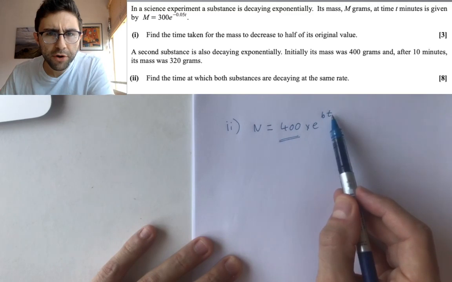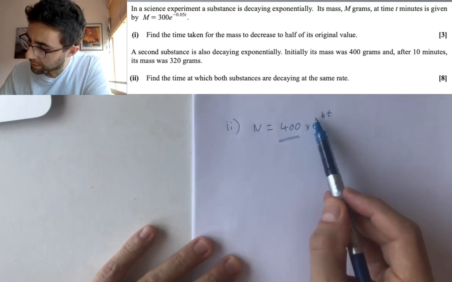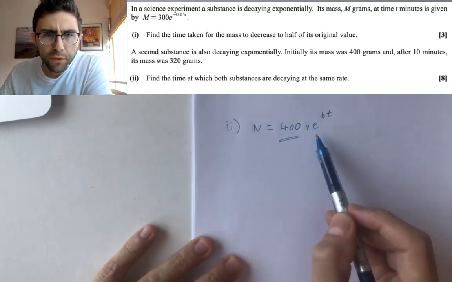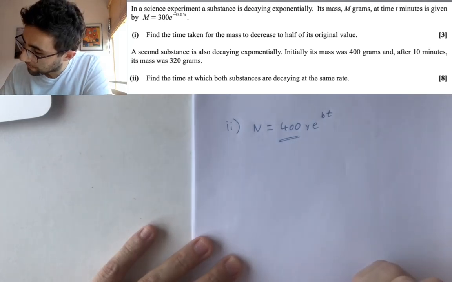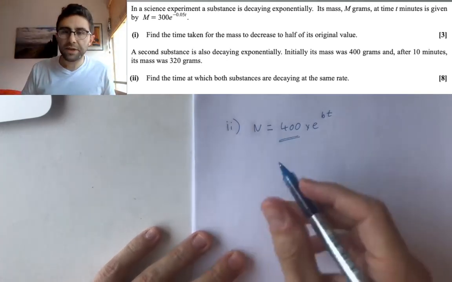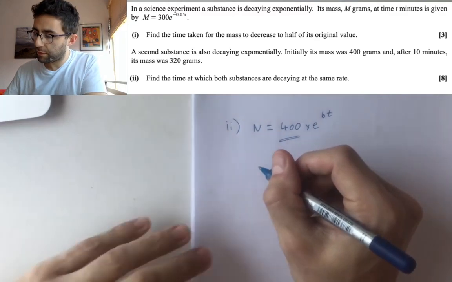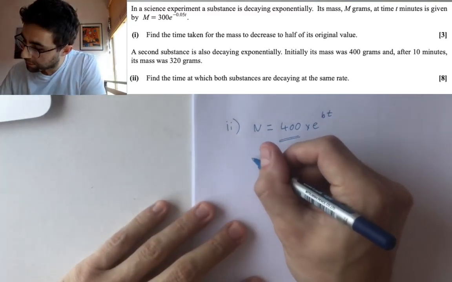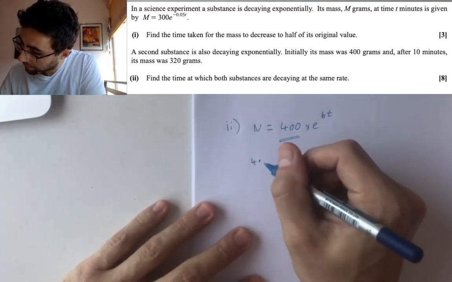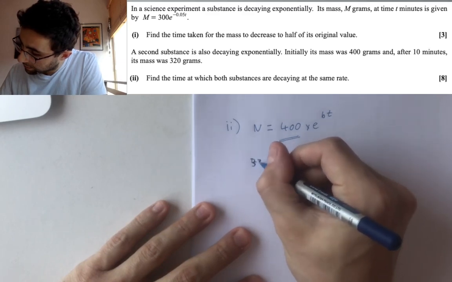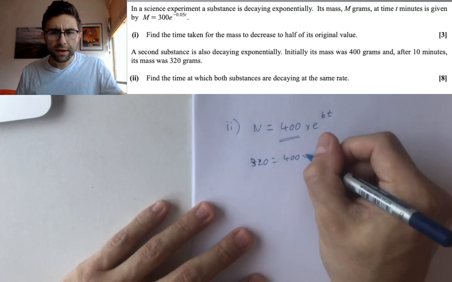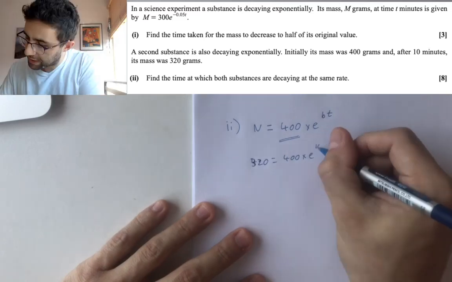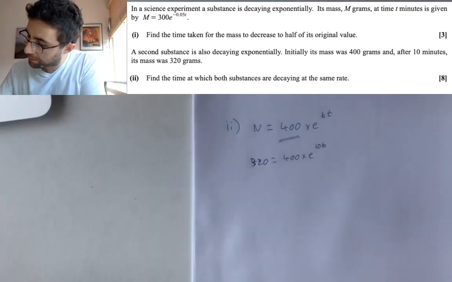So okay, then we're going to plug in what they tell us. They're saying that after 10 minutes it was 320, okay? So 320 equals 400 times e to the, just swap them round, 10b. See what I'm doing? I need to find b. E to the 10b like that. And let's just do it to emphasize again, this is exactly the same move as last time.